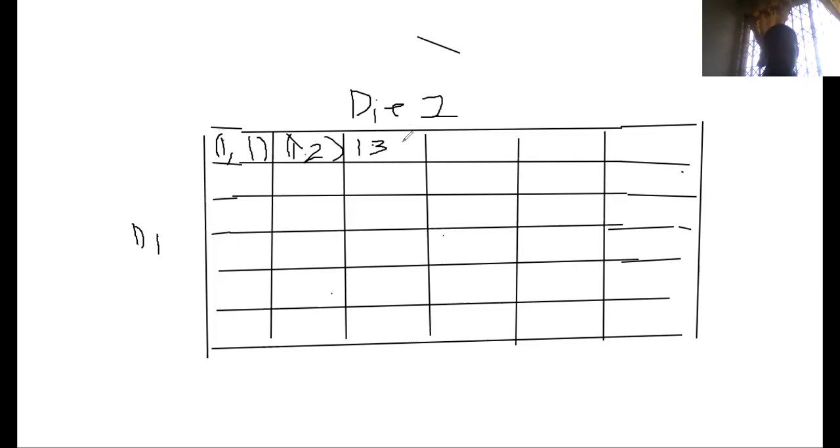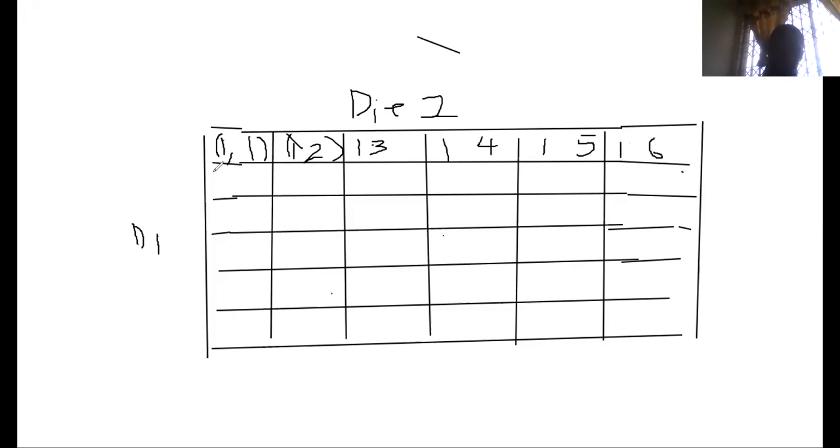Okay, so the first die will show 1. The second die will show 3 for this one. So the first die will show 1. The second die will show 4 for this one. The first die will show 1. The second die will show 5. And then the last one, the first die will show 1 and the second die will show 6.